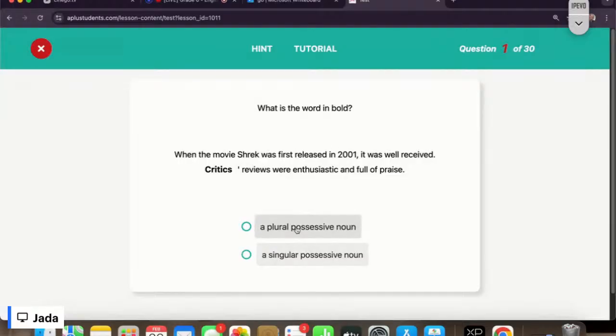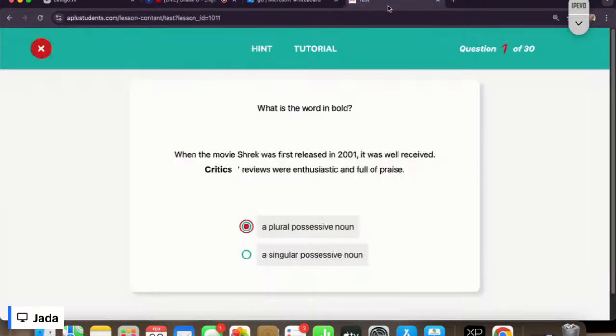Okay, so we have what? Plural possessive noun. Okay, so plural possessive. Tourists are attracted to the island's clean, mellow beaches and inexpensive hotels, first to second.